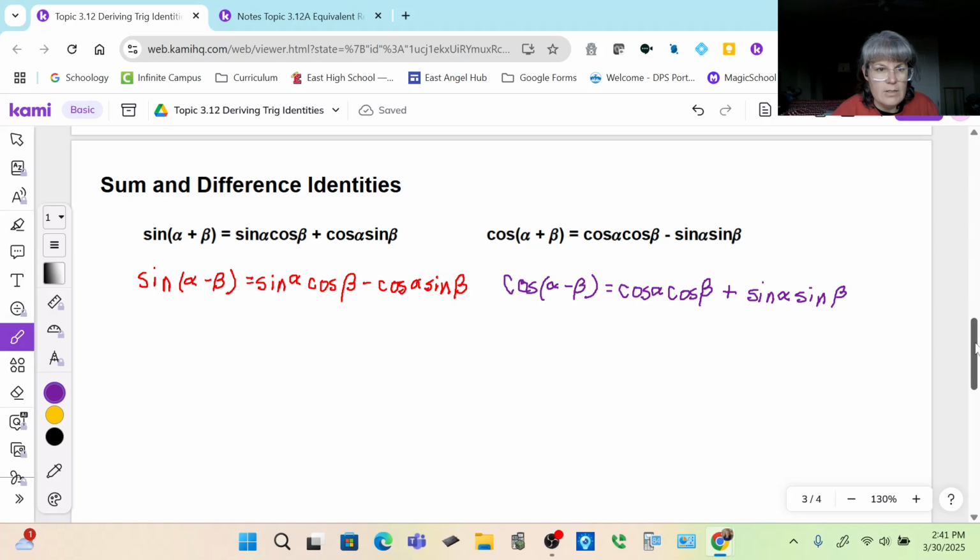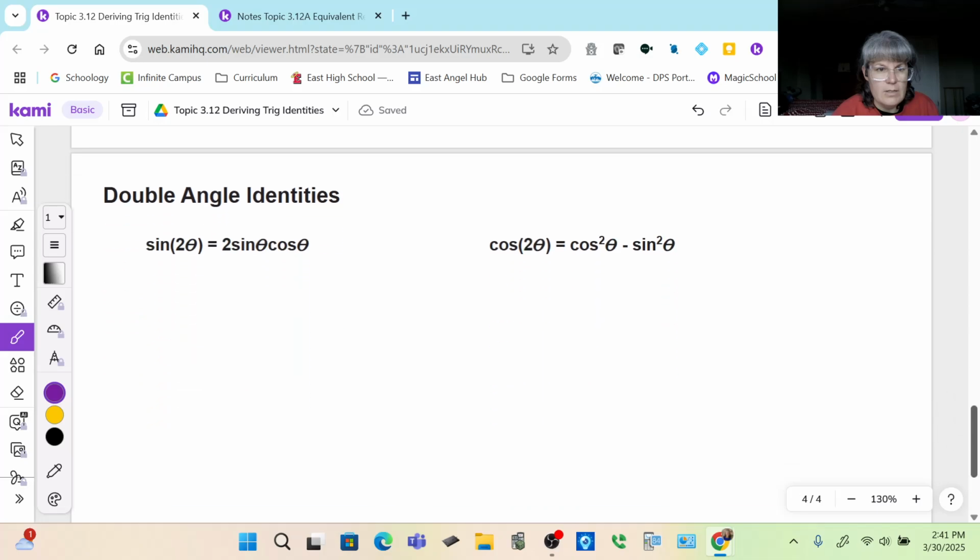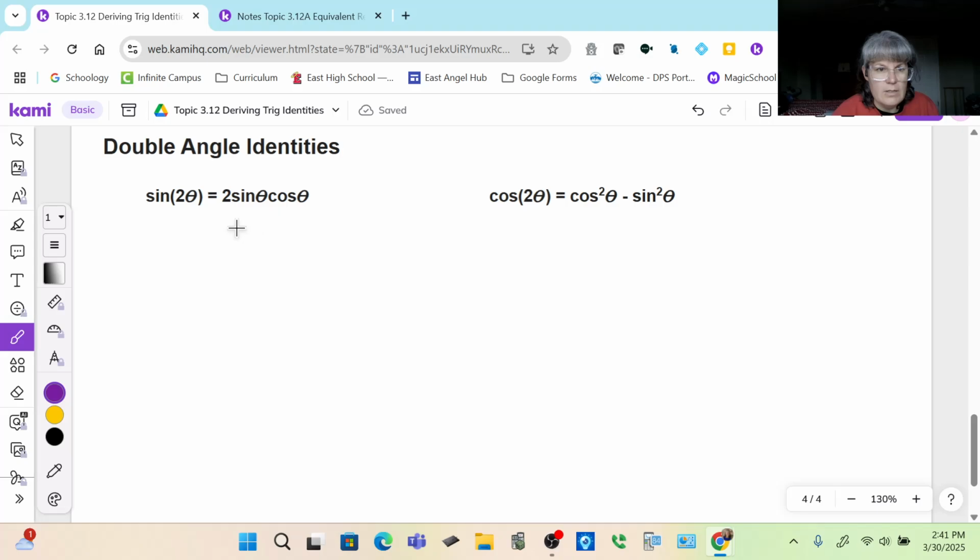And then the double angle identities. There's not really anything more to do with sine 2 theta. You just need to remember that sine 2 theta is 2 times the sine of theta times cosine theta. What's being doubled here could change. So we have sine 2 theta is going to equal 2 sine theta cosine theta.